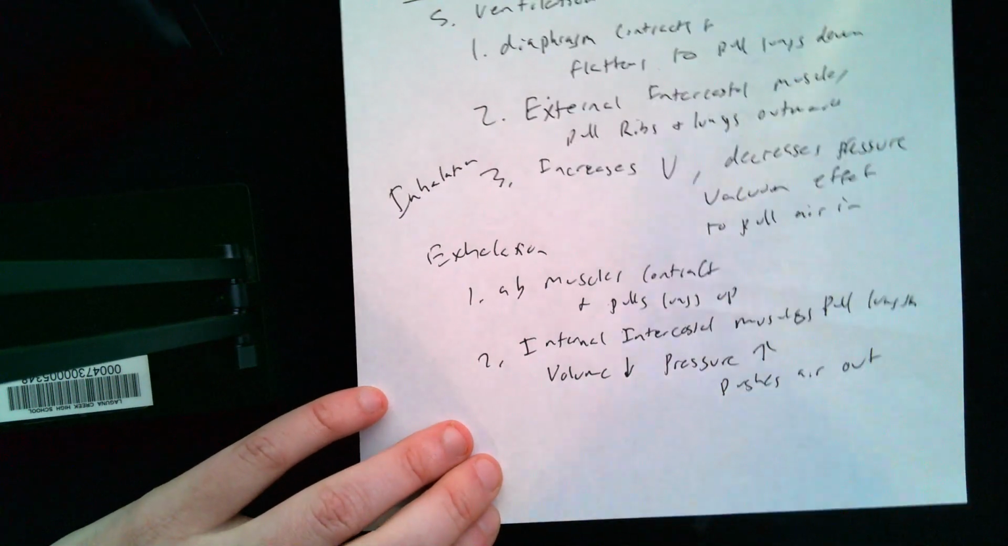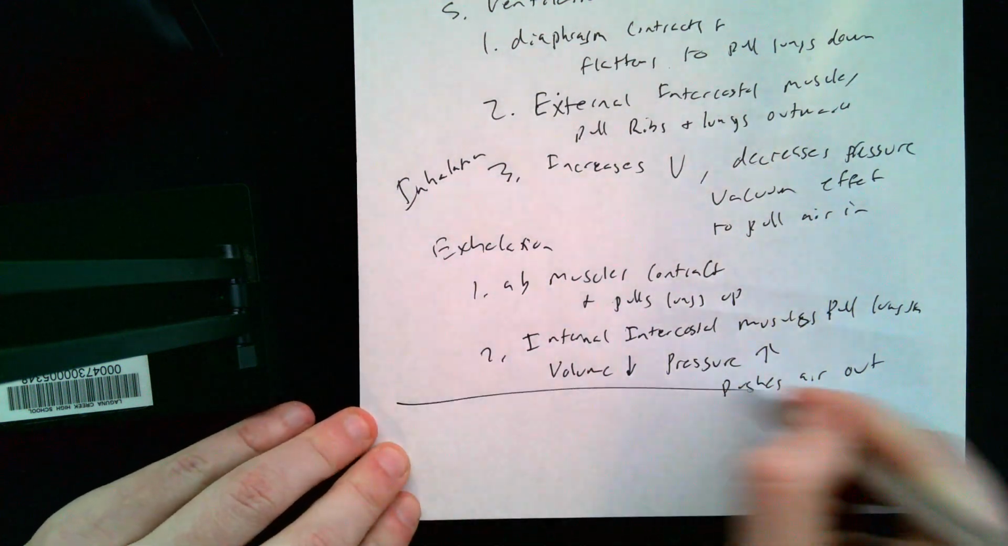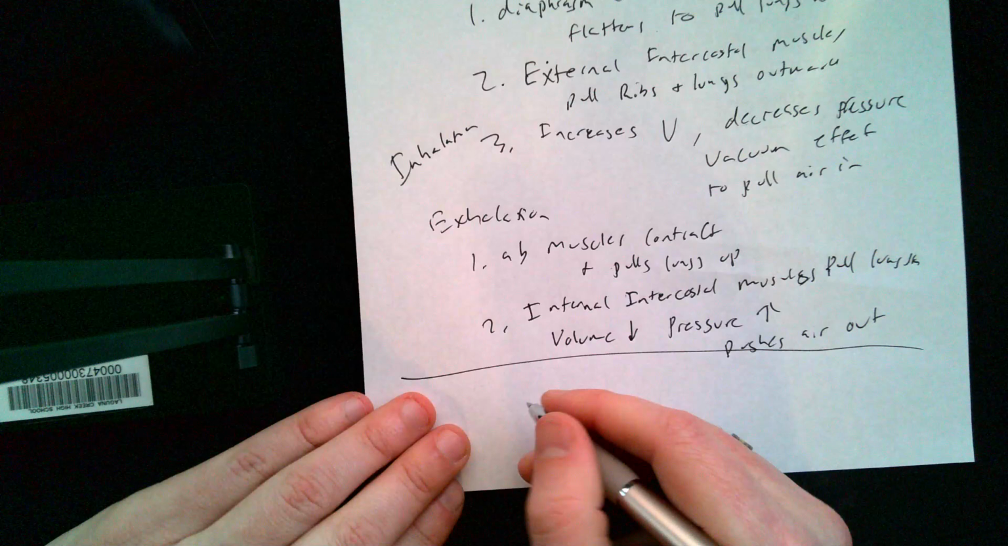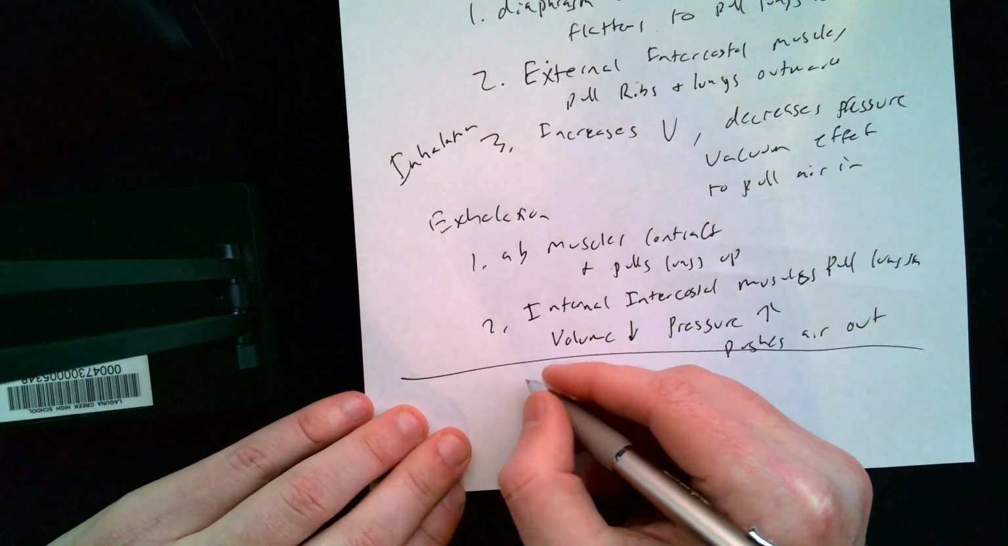So all of this is to help maintain that concentration gradient that we saw on the last standard. So that is how ventilation works. Now, how do we know the different quantities in your lungs? So you have 4 things.